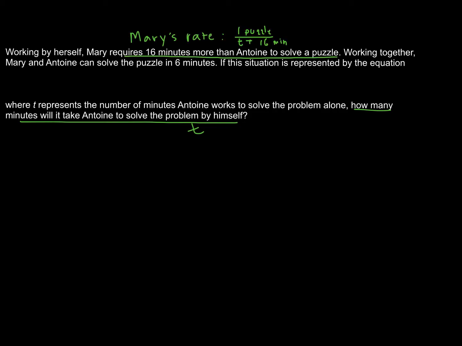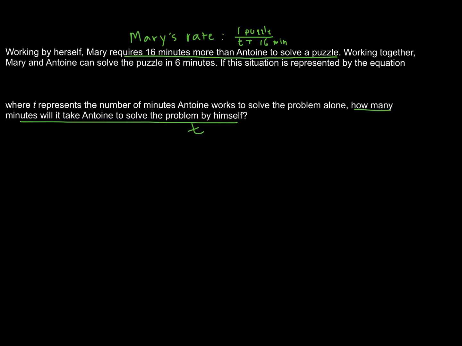Now going back through each piece of information, I can label it correctly with regards to what it represents. The first thing I notice is that it tells me that Mary requires 16 minutes more than Antoine to solve a single puzzle. So this actually tells me the rate at which Mary can solve a puzzle, and her rate is one puzzle per t plus 16 minutes.